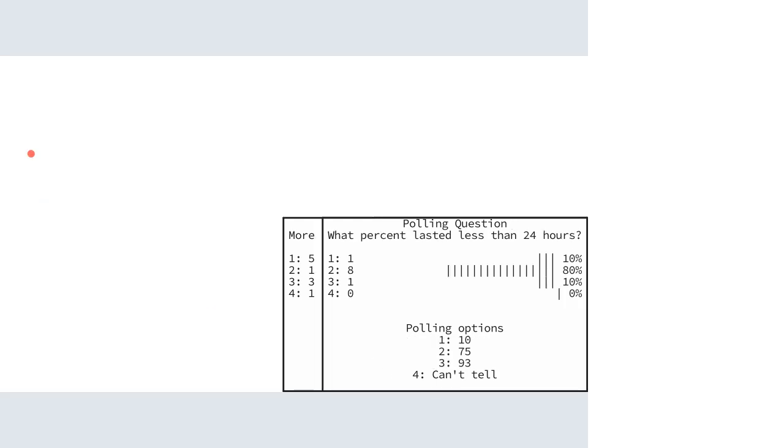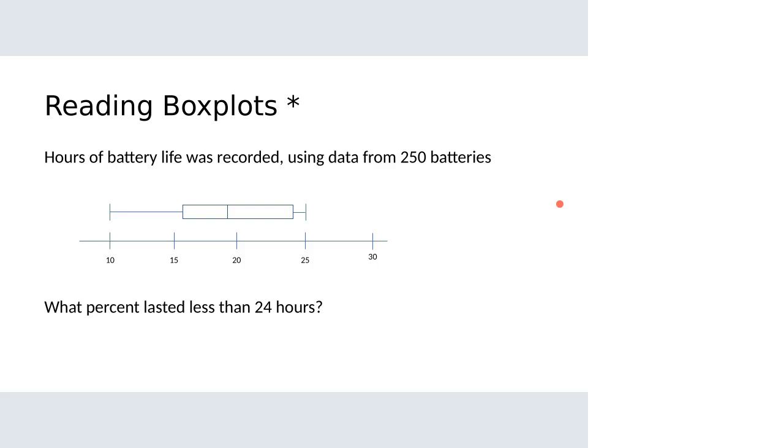All right, let's see how we did. Okay, not unanimous, but definitely strong agreement here. That's really good. I think we've turned a corner. Let me know if you see something that you're not sure of. But what percent lasted less than 24 hours? Well, now we've kind of got our feet on the ground with the idea that 1/4 of the data is in each one of these pieces, regardless of how big that piece is, which means 25% of the data is in each one of these pieces, regardless of how big or small the piece is. So 25% of the data is in each piece of this, because that's what quartiles do.